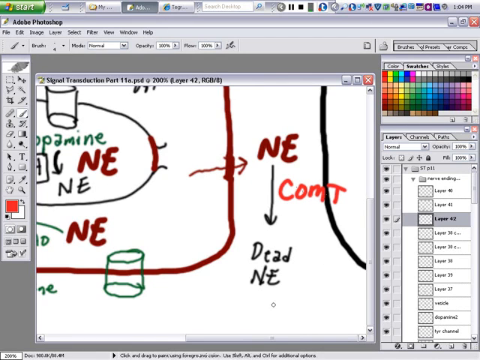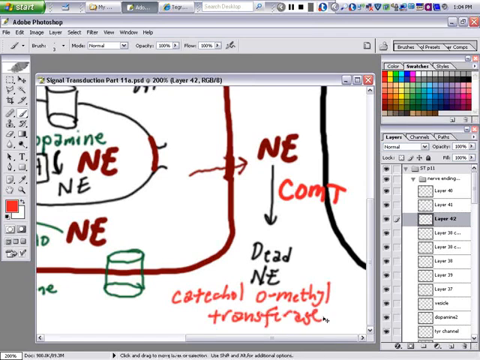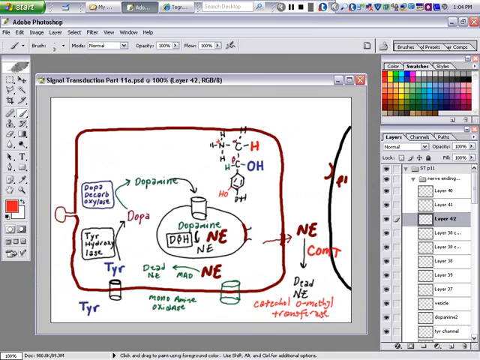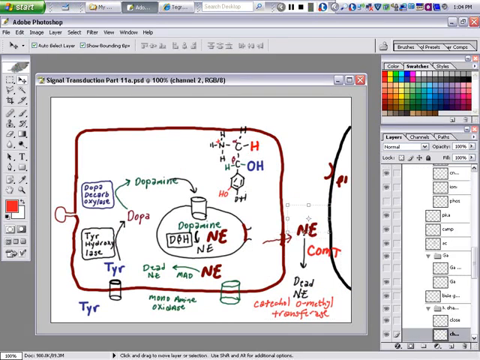I should give you the name, because if I don't, somebody will ask me. Catechol. What makes something a catechol? What is a catechol? Guess you don't want to think about those things right now. O-methyl transferase. So that's how we get rid of the norepinephrine, so it won't continue to activate our heart, or whatever the tissue is. It doesn't have to be the heart. It could be any tissue.